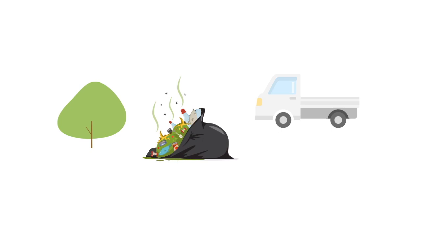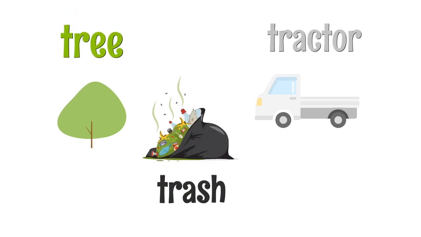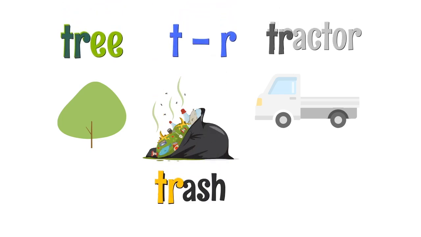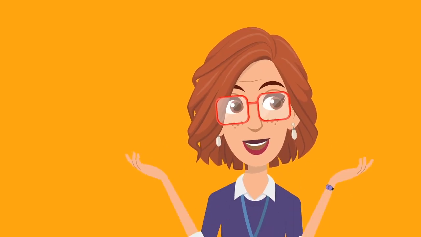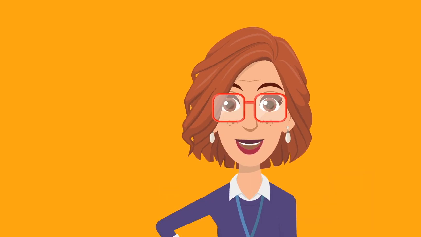Okay, take a look at these 3 pictures on the screen. You see a tree, some trash, and you will see a tractor. And if you guess that TR is the beginning blend, you're right. Tree, trash, tractor. And did you know that not all beginning blends end with the letter R?